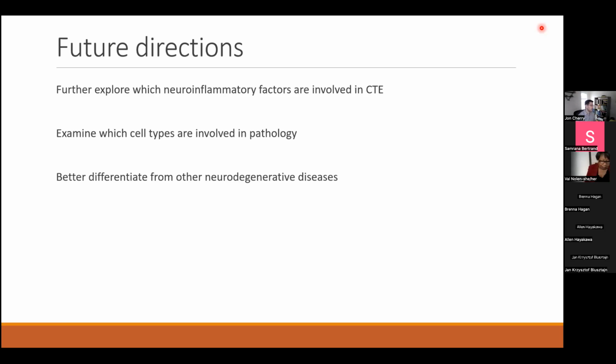And then we want to also better understand CTE compared to other diseases, because CTE doesn't exist in a vacuum. Although in many of our studies we just use, quote unquote, pure cases of CTE, you can have CTE plus Alzheimer's, CTE plus Lewy body disease. And we have to better understand how these degenerative diseases that have their own cascades of effects work together.